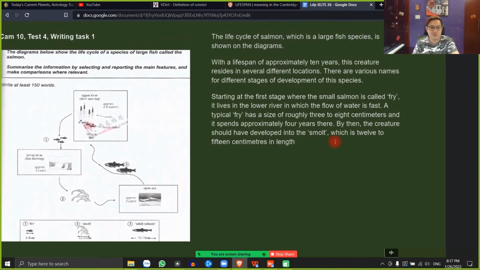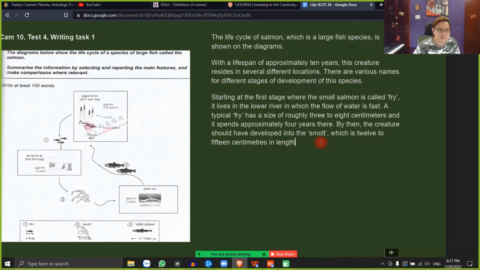By then, the creature should have developed into a smolt, which is 12 to 15 cm in length. So this one is extra information. Basically, because it's an extra information, so I put a comma here. So this one becomes an indefinite relative clause to give extra information.